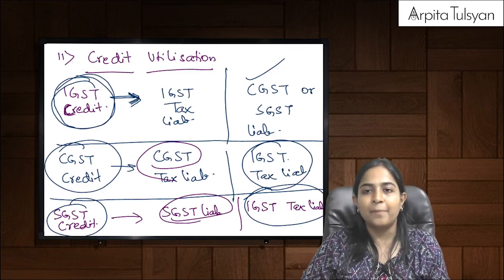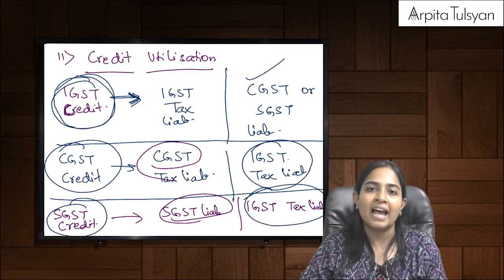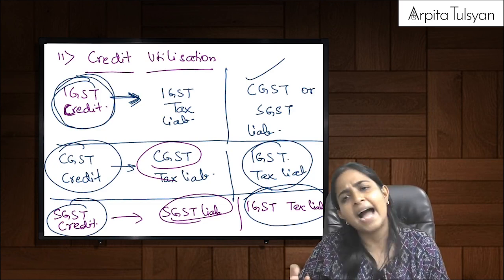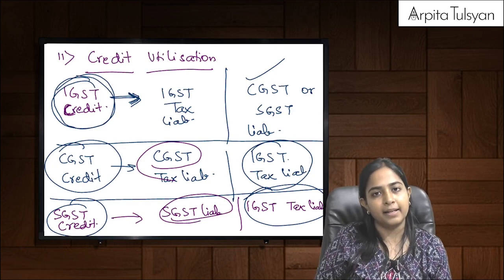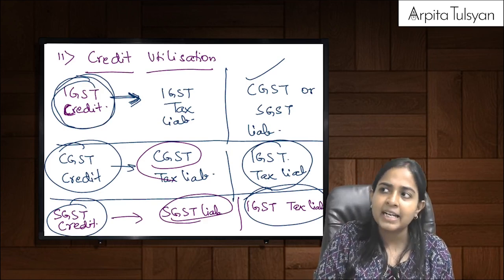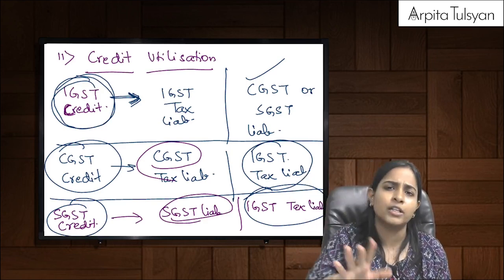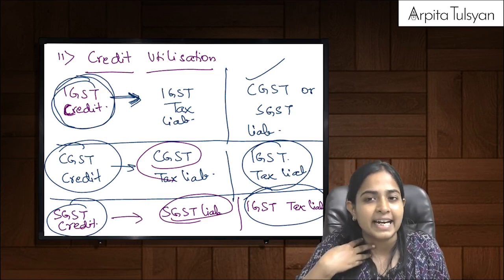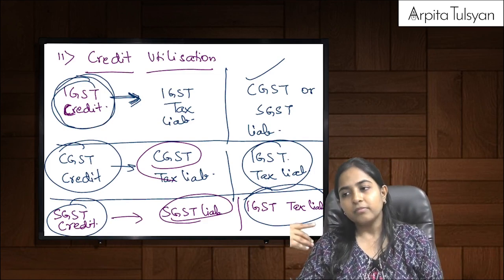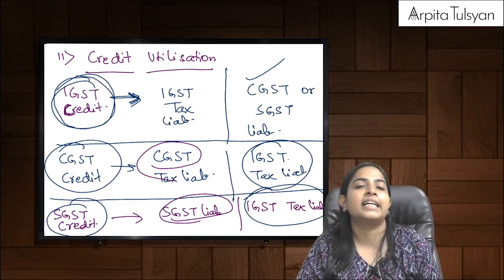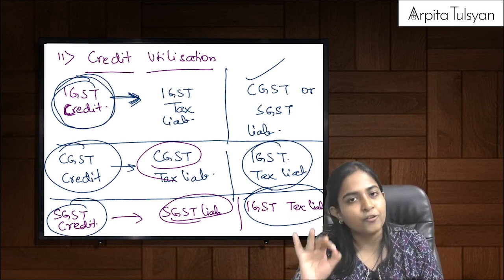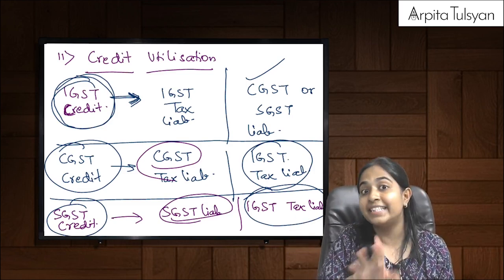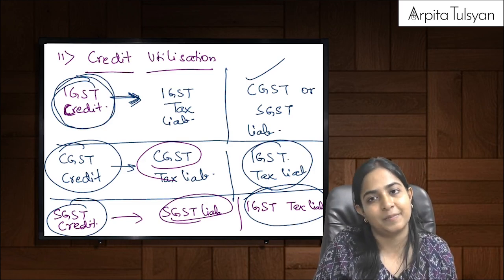Which liability first? See, if I have IGST credit available with me, use that credit for payment of IGST liability, the same head. If you still have some credit available, use it for CGST, use it for SGST, no problem. Achha, if I have CGST credit available with me, first use it for CGST liability. Still left, use it for IGST, not for SGST.